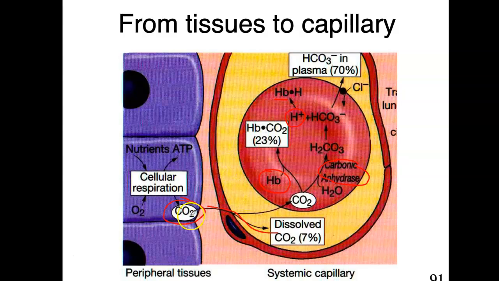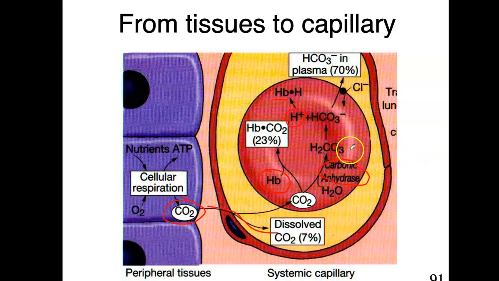Okay, so backtracking, partially dissolved. The rest will come into the cell. Some of it will attach onto hemoglobin, but only 23%. The rest will dissociate into bicarbonate ion and hydrogen. Bicarbonate will exit the cell and travel within the plasma, and that left behind hydrogen ion will combine to hemoglobin. Good, so we've got it from the cell to transport.